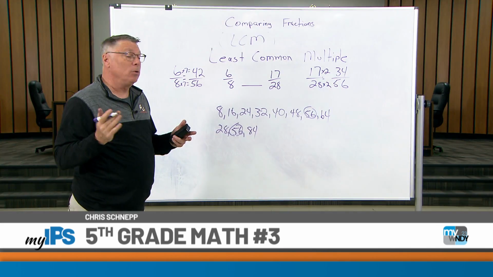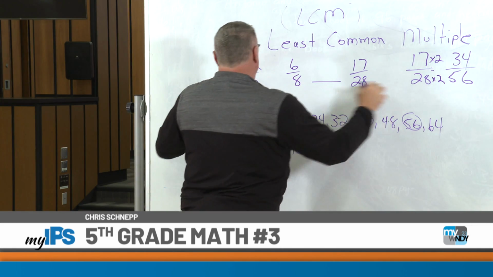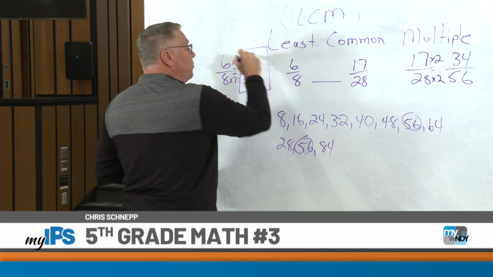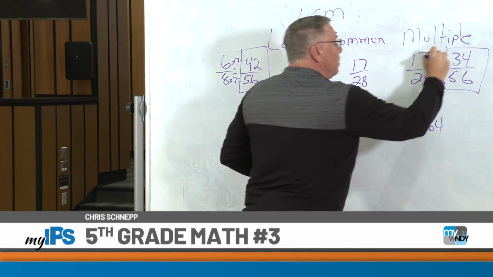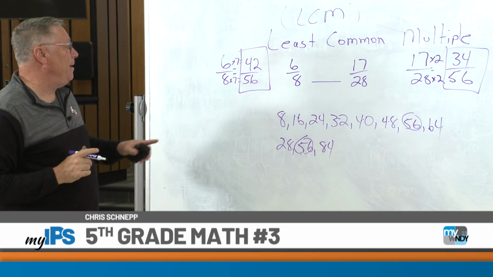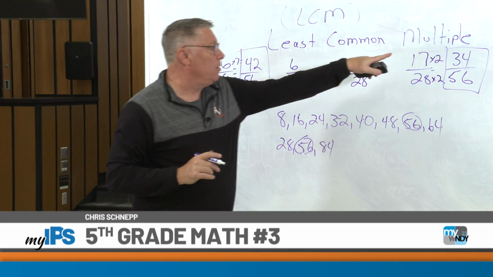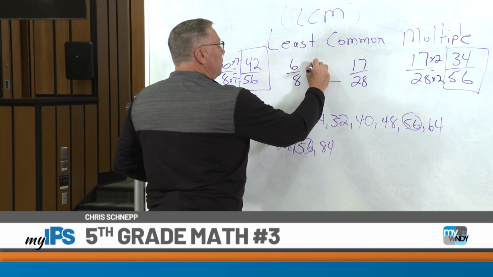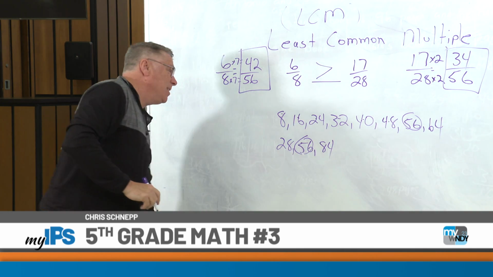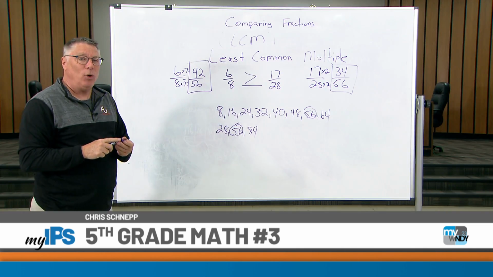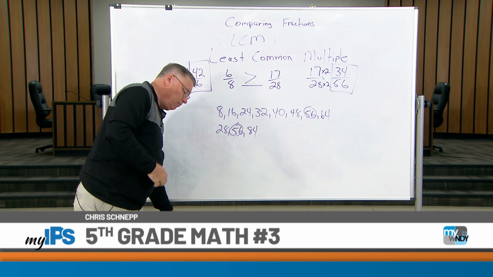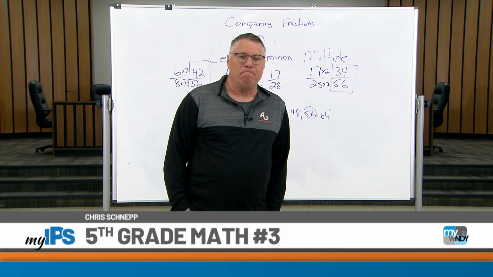Now in order to compare, I'm going to look at these two fractions right here because the denominators are the same. 42 is larger than 34. So 6/8 is greater than 17/28. That's our lesson for today.